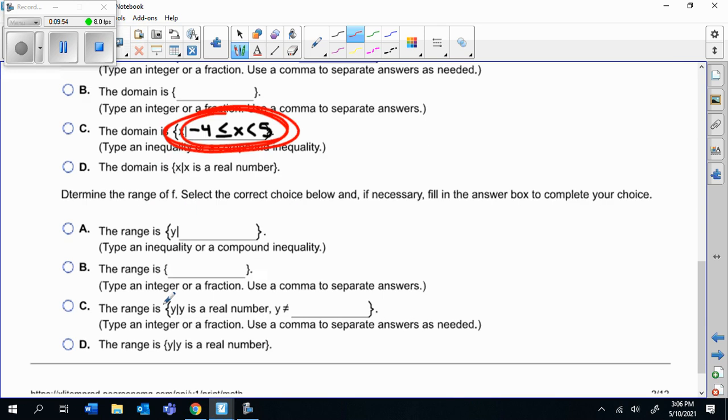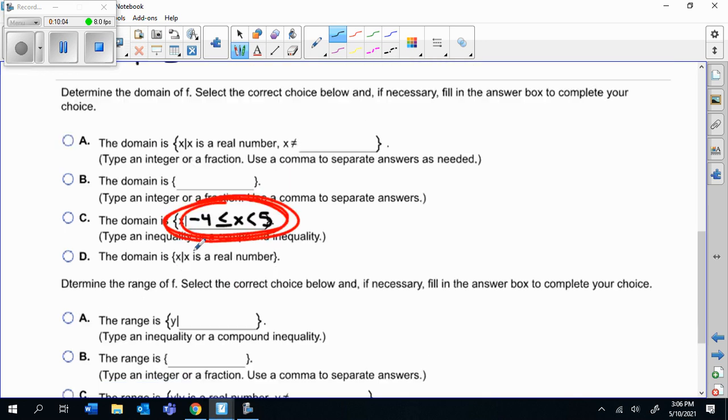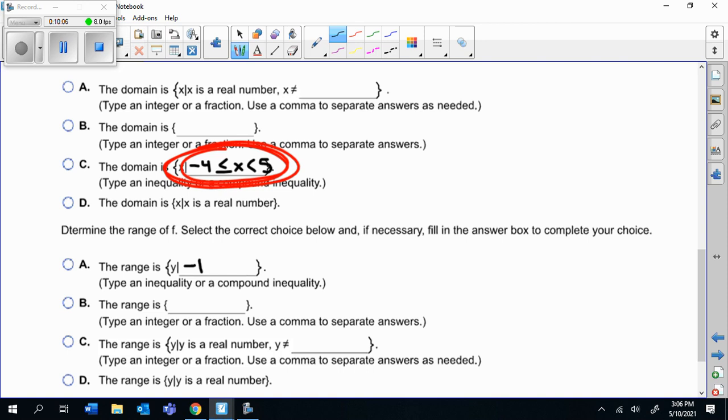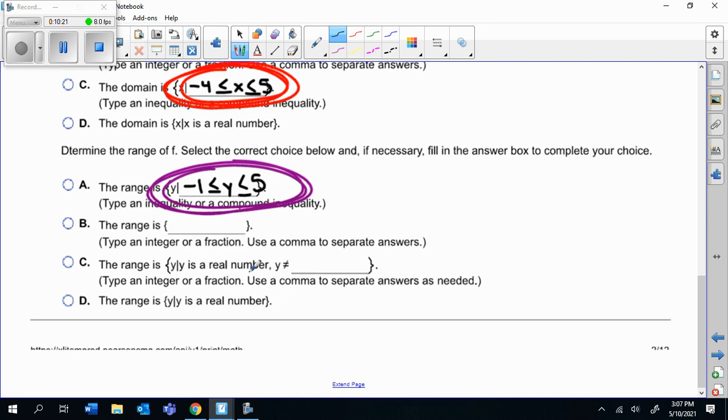I wrote it in interval notation. Seems like MyMathLab is always switching it up here. Inequality or compound inequality. So -1 to 5 goes here. And so that is how I would write it and where I would write it. These need little lines right there, and we're good. All right.